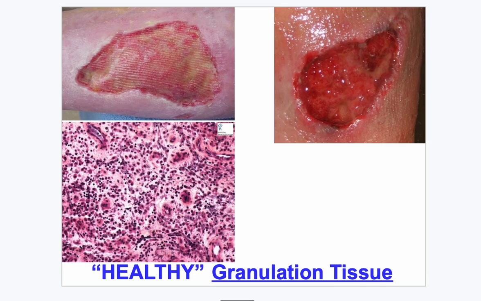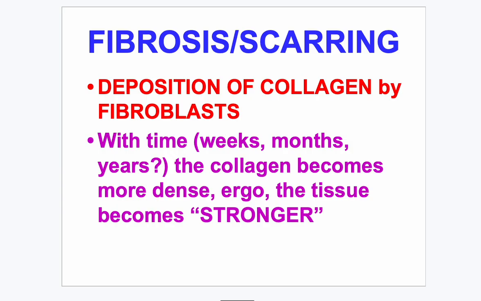Okay, so your healthy granulation tissue would sometimes looks like it's infected, no? May mga patients na, hala, infected naman ni siya, no? Pero sometimes it's actually not infected, no? This can be unhealthy granulation tissue. Okay, so fibrosis or scarring, deposition of collagen by fibroblasts. So with time, weeks, months, or years, the collagen becomes more dense, ergo the tissue becomes stronger.